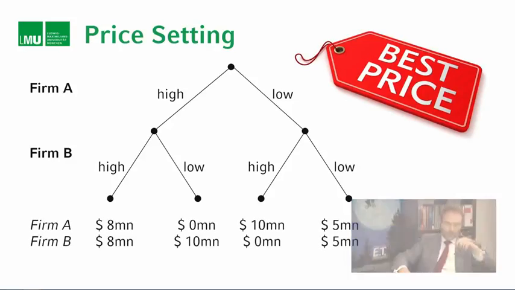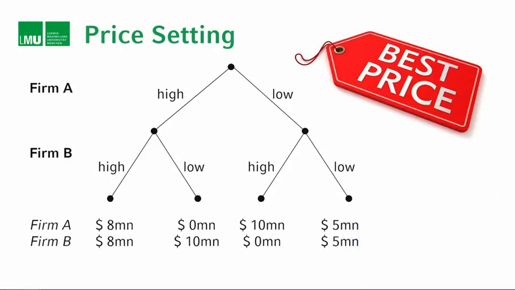Payoffs are 8 million for both if both charge a high price. They are 0 for firm A and 10 million for firm B if firm B charges a low price and firm A charges a high price. They are 10 million for A and 0 for B if A charges a low price and B charges a high price. And if both charge low prices, they both make 5 million. What is the likely outcome of that game?